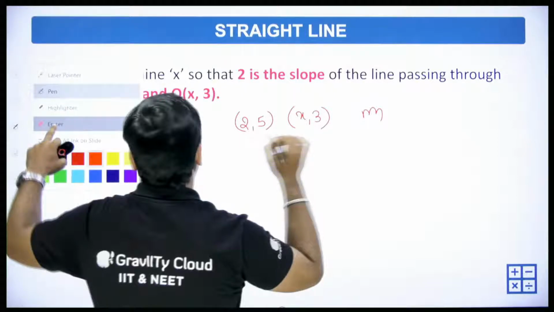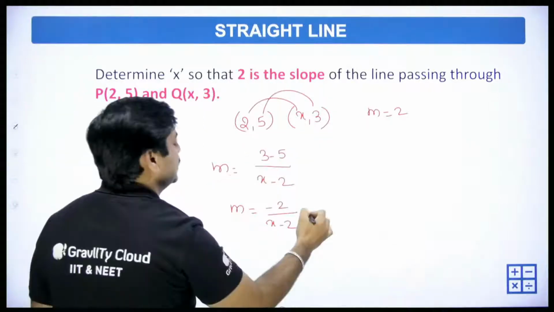So y2 minus y1 is 3 minus 5, by x2 minus x1, which is x minus 2. That is the slope. So slope is equal to 3 minus 5, which is minus 2, by x minus 2, and that slope is given as 2. So 2 and 2 get cancelled, and you're left with minus 1 by x minus 2 is equal to 1. That will give you minus 1 is equal to x minus 2.